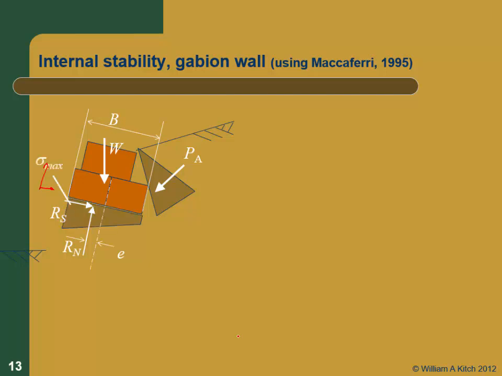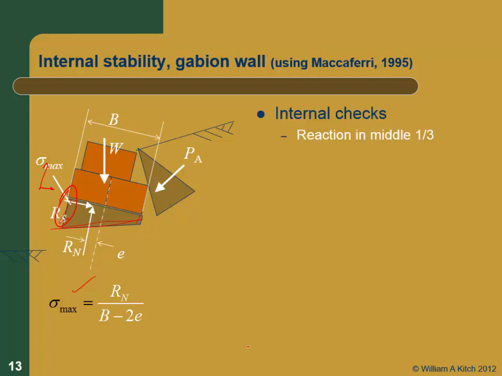There will be some eccentricity to the loading, and you will assume that again has a linear distribution of stress along the base of the gabion. So that's our free body design. If you make this assumption about it being linear, then you can calculate that the maximum normal stress here at the toe of the interface section is going to be Rn over B minus 2E.